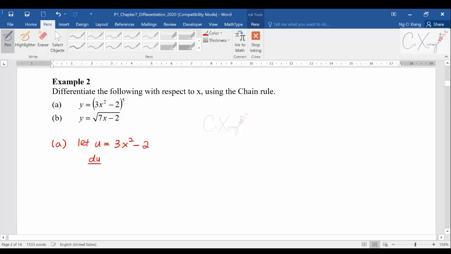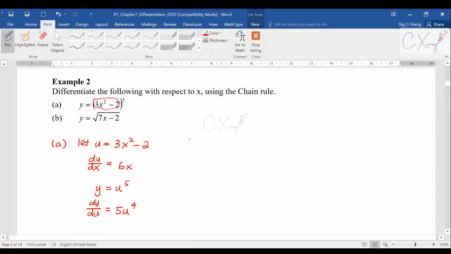So I can find du over dx first, the differentiation of u with respect to x. Differentiate 3x squared, you have 6x. Differentiate 2, you have 0. So du dx equals 6x. Once you substitute this whole thing as u, your y becomes u power 5. To differentiate y equals u power 5, what is dy over du here? You have 5u power 4.